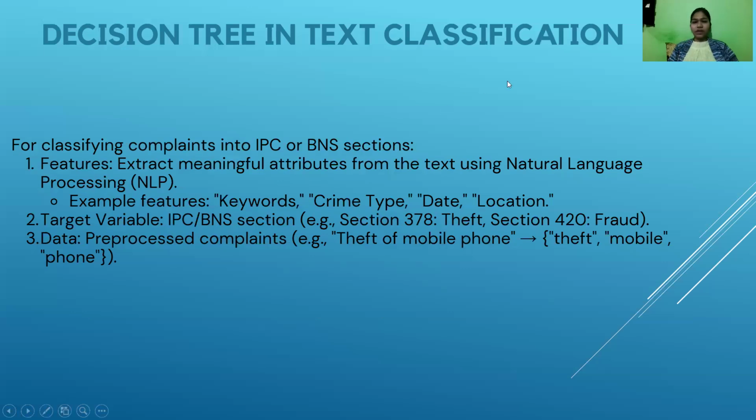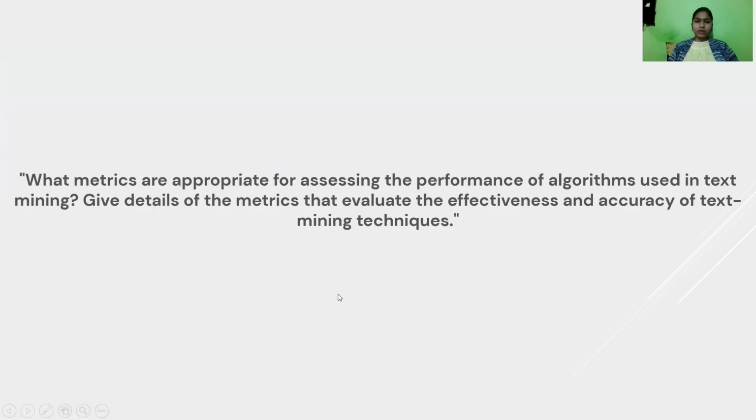Decision tree in text classification for classifying complaints into IPC or BNS section. First, features: extract meaningful attributes from the text using natural language processing. Example features: keywords, crime type, date, location. Target variable: IPC or BNS section, for example section 378 for theft, section 420 for fraud. Data pre-processed complaint. Example: theft of mobile phone, theft, mobile, phone.